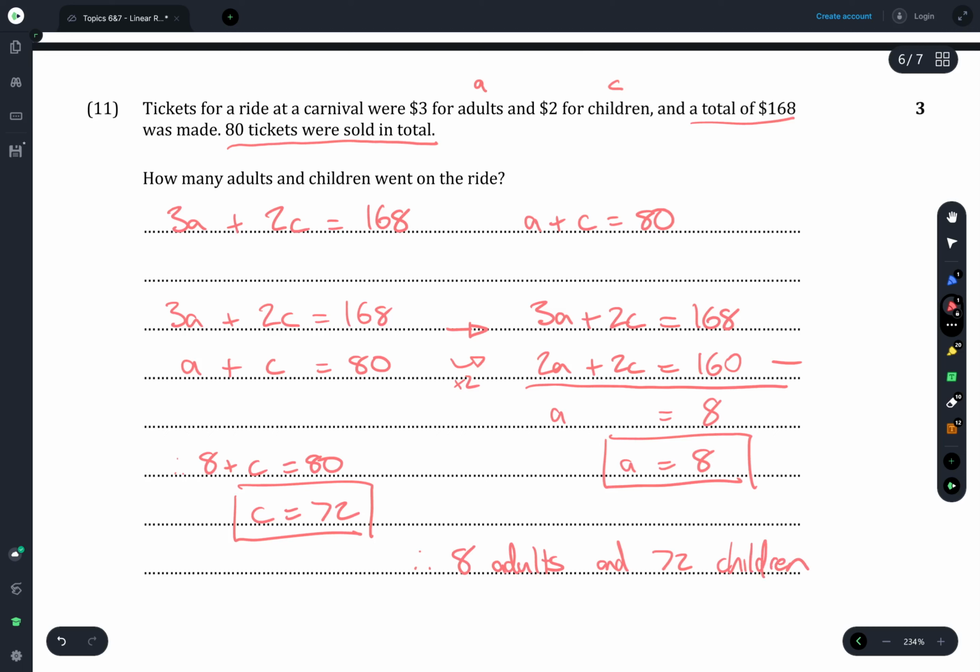That's that. And again, we can double check our answers. If we do 8 plus 72, that does equal 80. And if we do 3 times 8 and 2 times 72, that will also equal 168. So it satisfies both the equations.